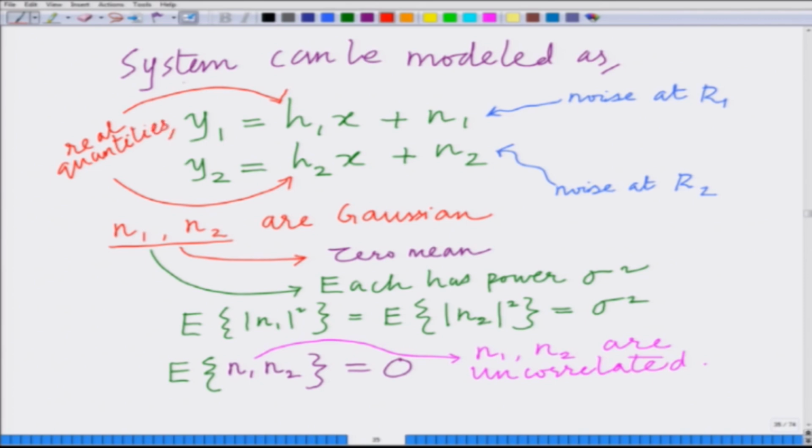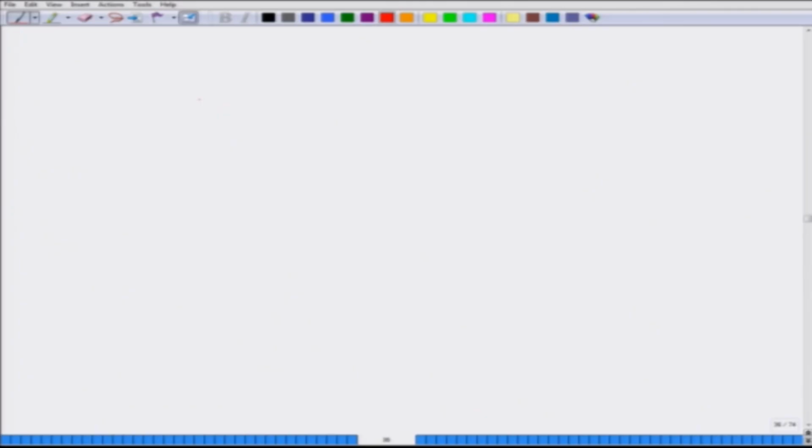That simplifies our derivation initially. So, what we have is y1 equals h1 x plus n1, y2 equals h2 x plus n2, where the noise components n1, n2 at the different antennas are Gaussian in nature, have 0 mean, identical variance sigma square, and they are also uncorrelated. And therefore, now I can represent this system as follows.